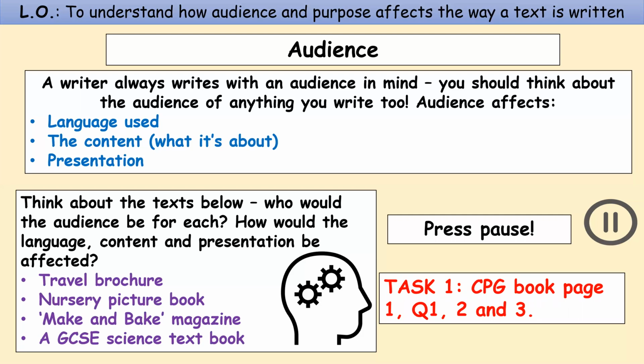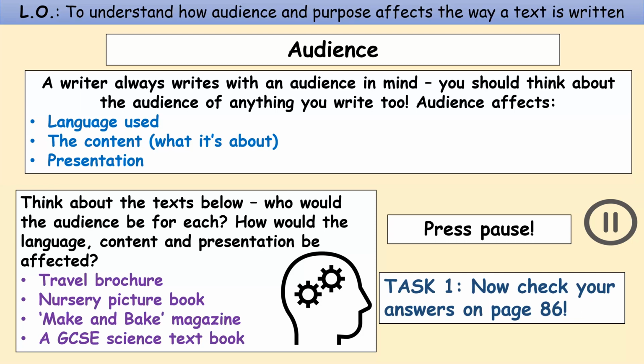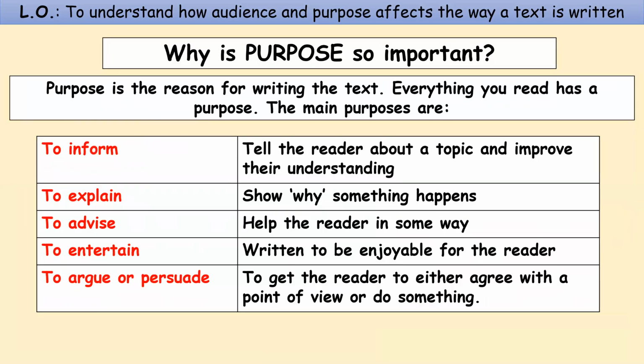Okay, so when you've done that, I want you to have a go at checking your answers on page 86. So if you go to 86 of your white book, your answers should be there just to check that you're clear on audience. Now, the next thing we need to think about is purpose. So purpose, as we said before, is the reason for writing a text.